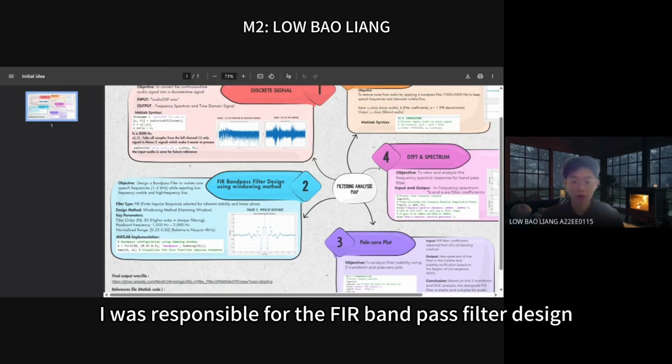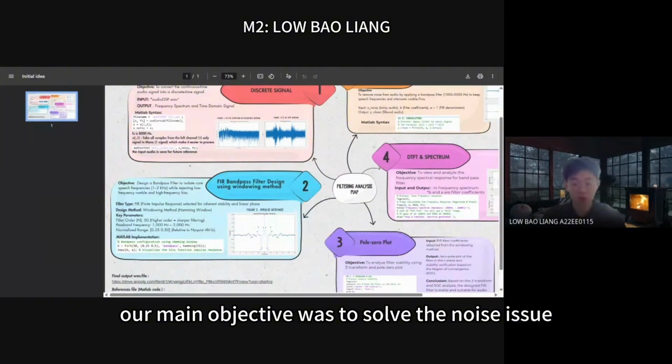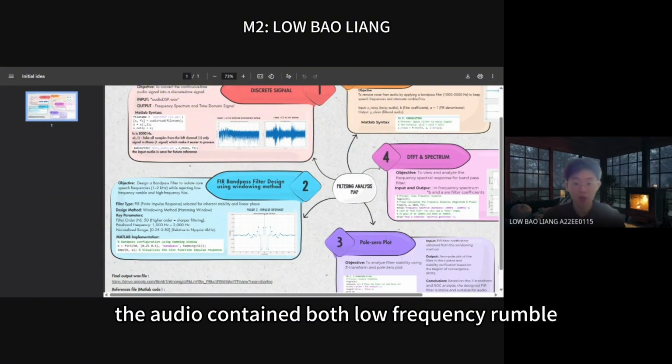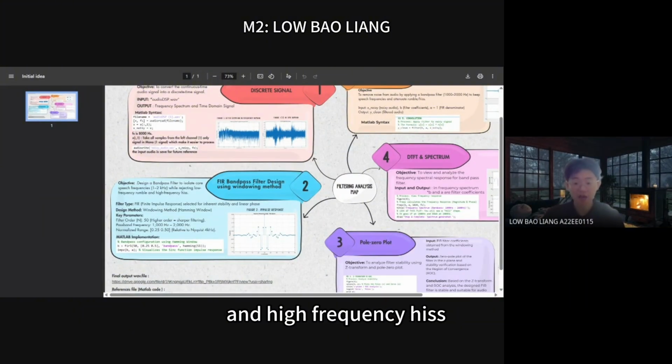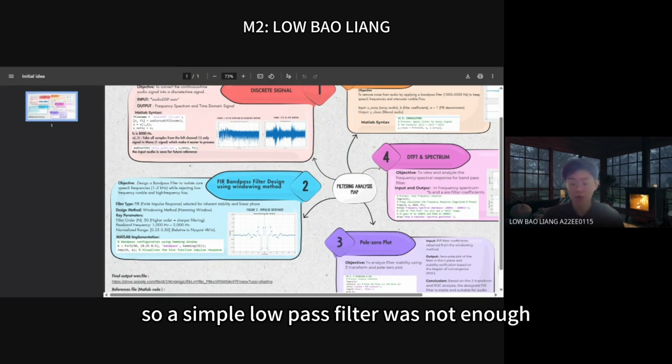Hi, I'm Lo Bao Liang. In step 2, I was responsible for the FIR bandpass filter design. Our main objective was to solve the noise issue we identified in step 1. The audio contained both low frequency rumbles and high frequency hiss, so a simple low pass filter was not enough.